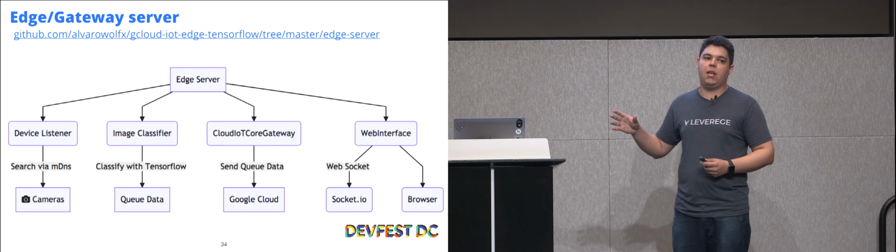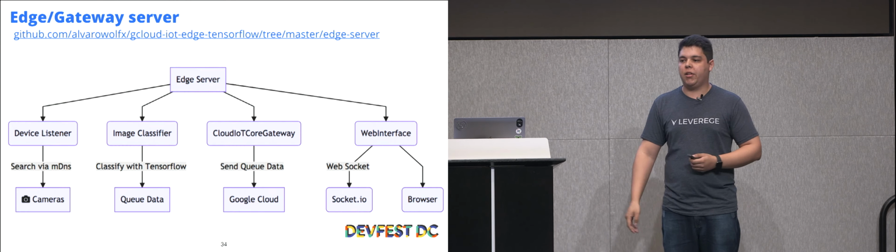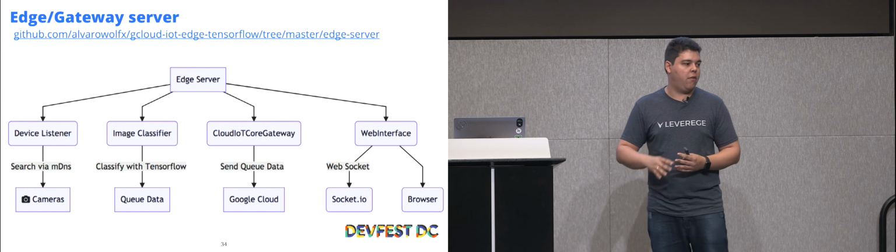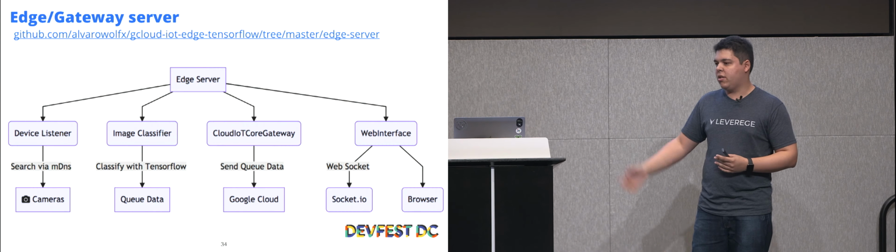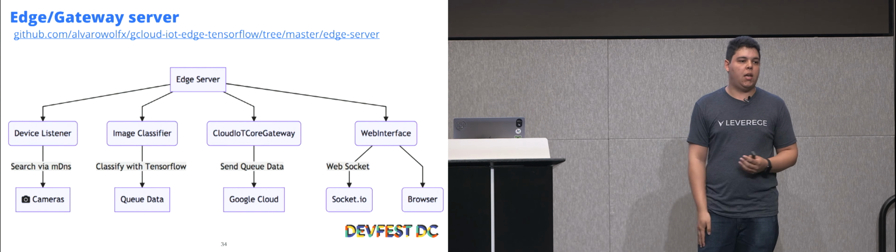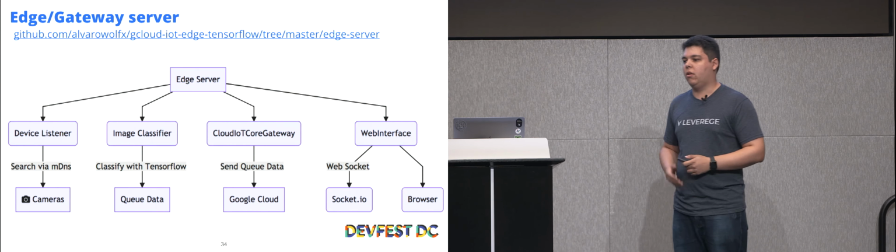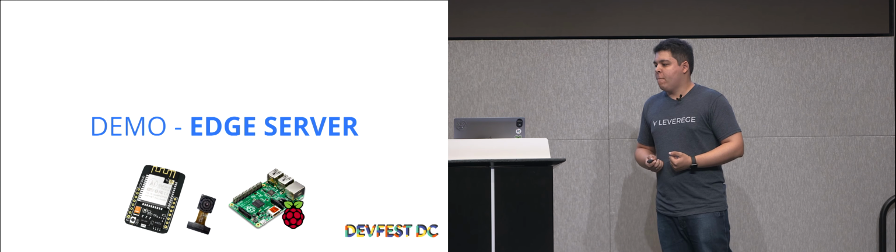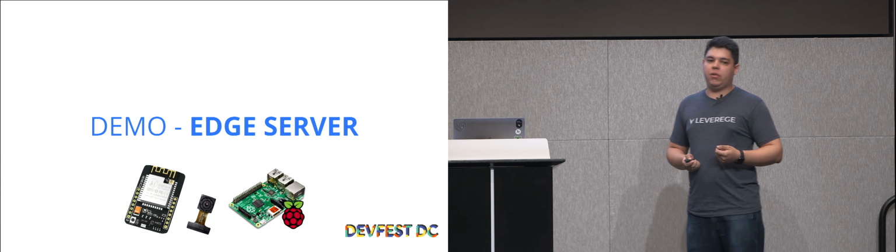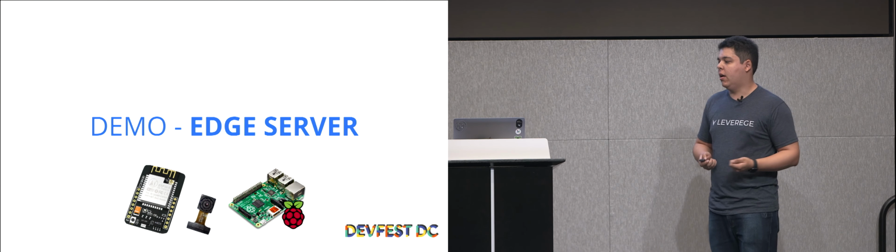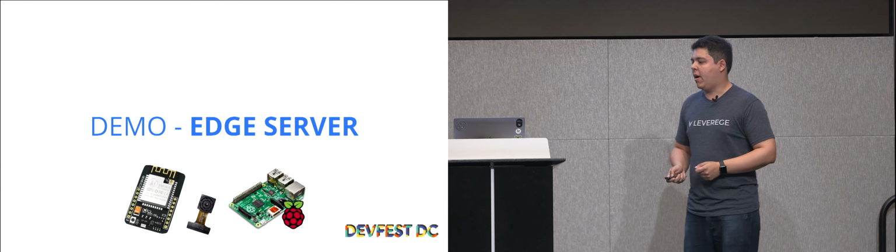I will not go into much detail here because you can see the source code later. This whole project is open source, so you can take a look at the code later. It's all available on my GitHub account. So let me show you how the local gateway works with the cameras and the Raspberry Pi.